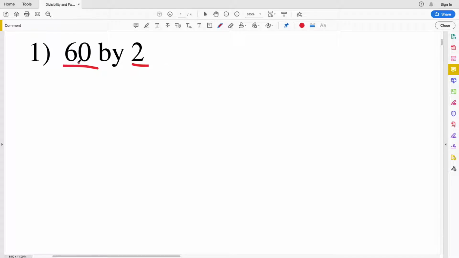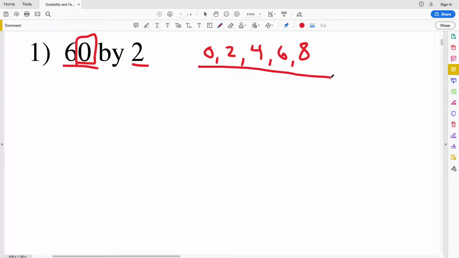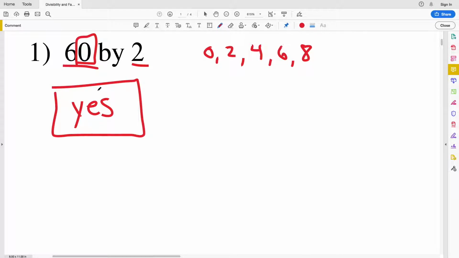In order to know if a number is divisible by 2, it's going to be an even number, meaning that in the ones place, there will be either a 0, a 2, a 4, a 6, or an 8. If we see any of these numbers in that ones place, it's an even number and therefore divisible by 2. So because 60 has a 0 in the ones place, yes, it is divisible by 2.